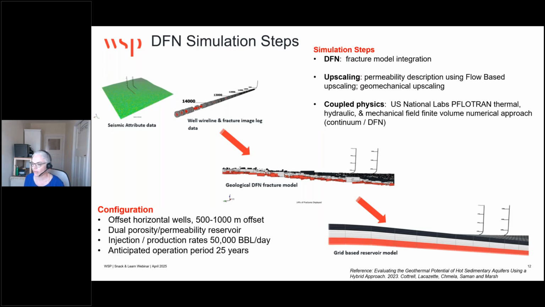Shown here is a simplified workflow from the field scale seismic and well fracture data to produce a geological DFN fracture model, and finally upscaling the DFN into a grid-based reservoir model description. These steps are important for upscaling DFN models to the more efficient continuum field descriptions required for geothermal reservoir flow simulation. The objective is to verify and extend this work to understand the level of reservoir performance in the case of thin layering, fracturing, and porosity and permeability of the targeted aquifer.